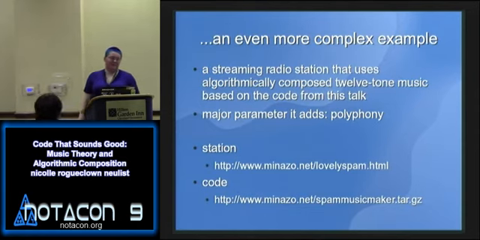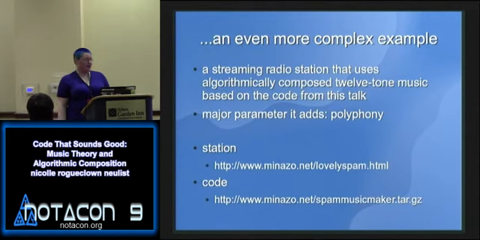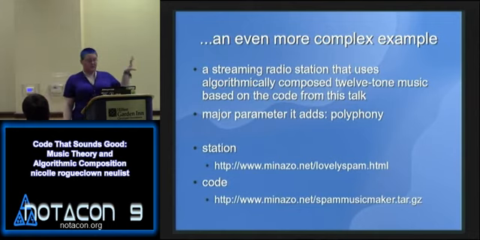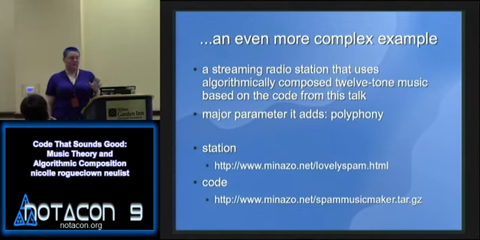Now, an even more complex example, which I'm not going to completely go into because I only have a limited amount of time, is a streaming radio station that I set up maybe 2 months ago. It uses algorithmically composed 12-tone music based on the code from this talk. Several of the functions that I showed you today are in the code for this radio station, and the major parameter it adds is polyphony.